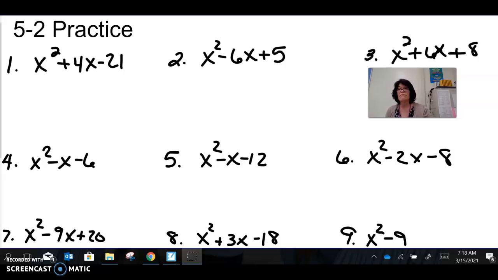Okay, let's start. Get your 5-2 practice out, the one that starts x squared plus 4x minus 21. It's the very first page, and we're going to go to number 5. I just want you to have some that are worked out.